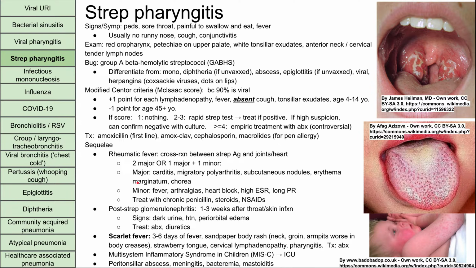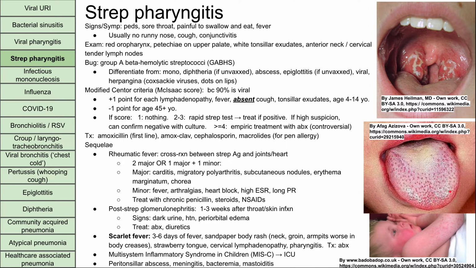Scarlet fever is another sequela of strep pharyngitis. This is patients that have 3 to 6 days of fever. They get this rash on the body, on the neck, the groin, the armpits. It tends to be worse in the body's creases. They might get this strawberry tongue if they have scarlet fever after strep throat.